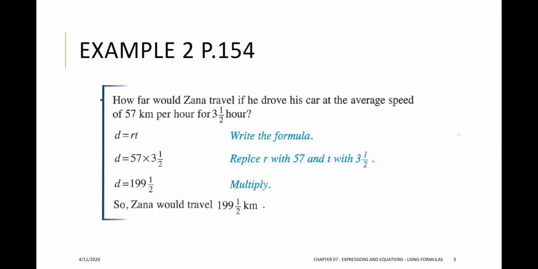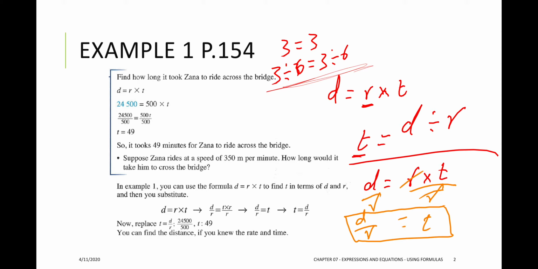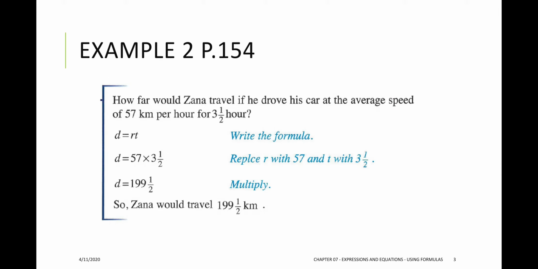See, it's the same as this one, same result. The idea of using this is just for finding your result. Like for example, if you have d is equal to, like in this example, how far would Zana travel if he drove his car at the average speed of 57 kilometers per hour for 3.5 hours.